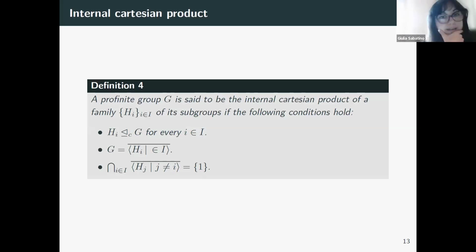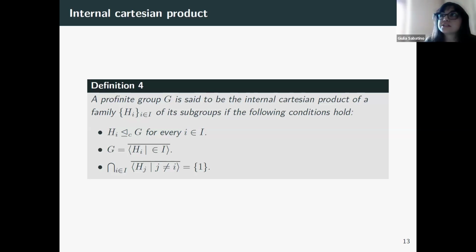Let G be a profinite group. We say that G is the internal Cartesian product of a family H_i of its subgroups if these H_i are closed normal subgroups of G, and G is the topological closure of the subgroup generated by these H_i. Moreover, if we consider the subgroup generated by the H_j for j different from i, take the topological closure, and intersect all of them, this intersection is trivial.